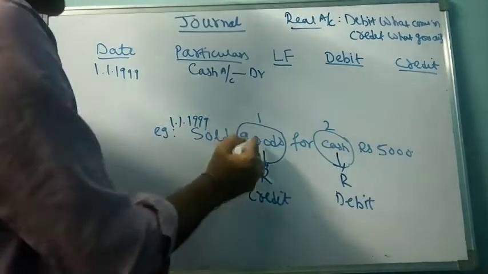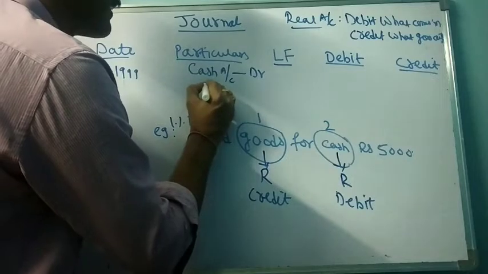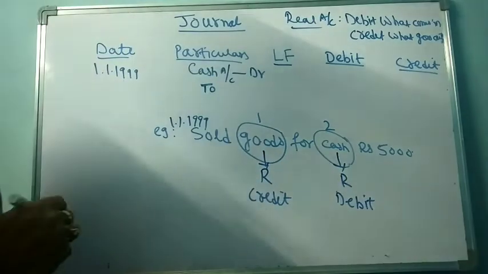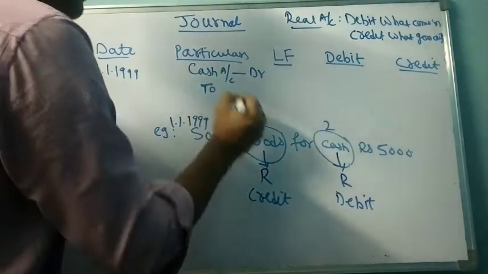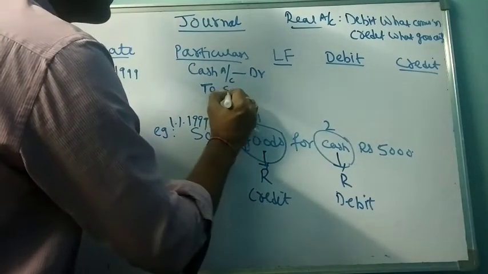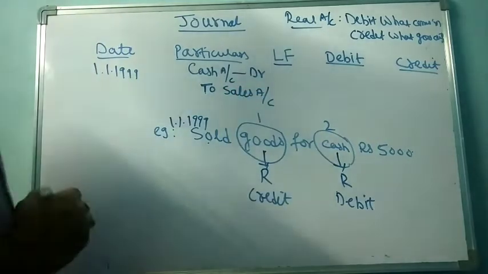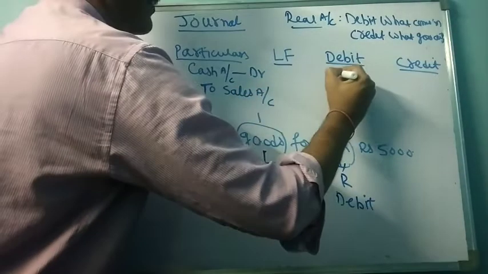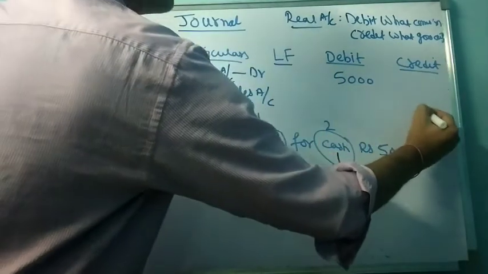When you are going to write credit part, you should always begin with To, capital T and small o. To. Leave some space and start from here. To. Instead of goods, you can write sales. To Sales account. What is the amount? 5,000. And you should write here 5,000.